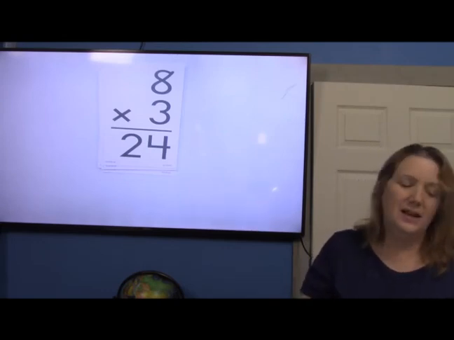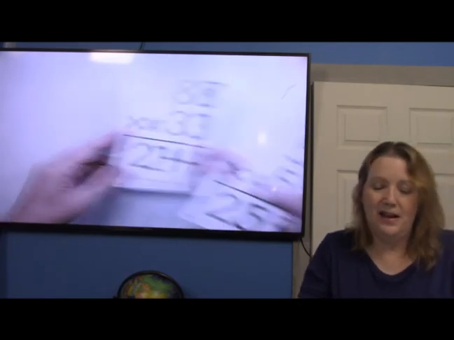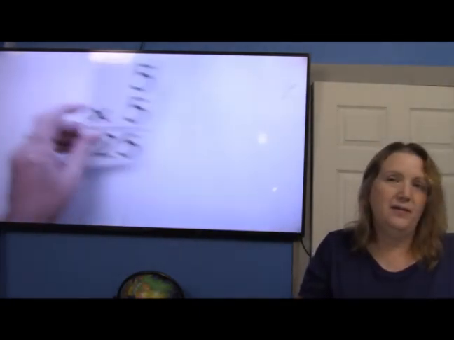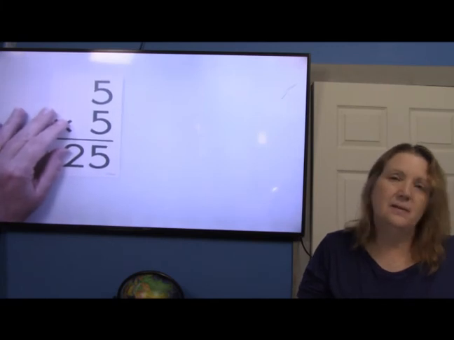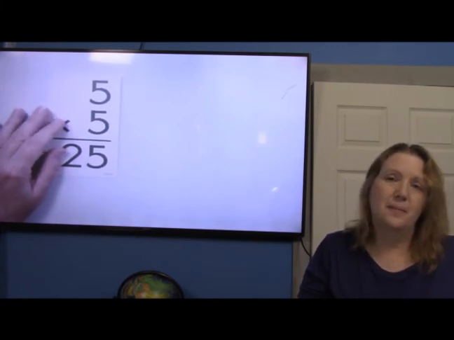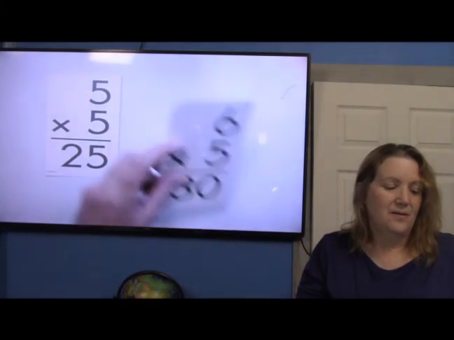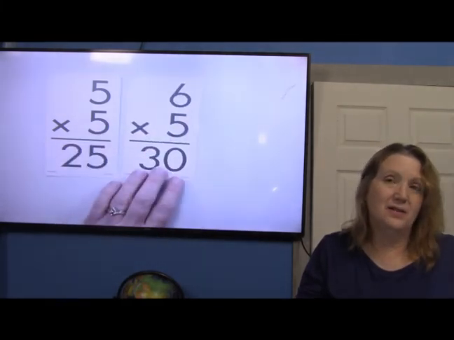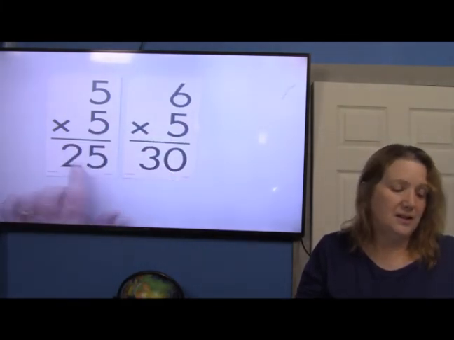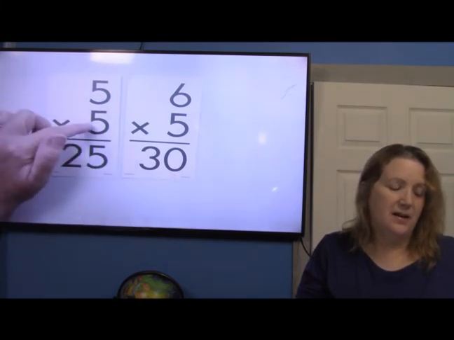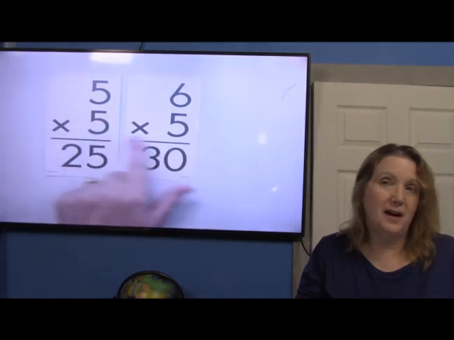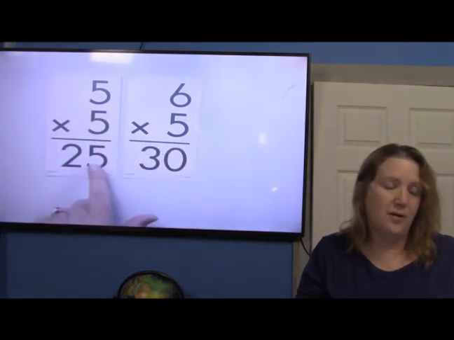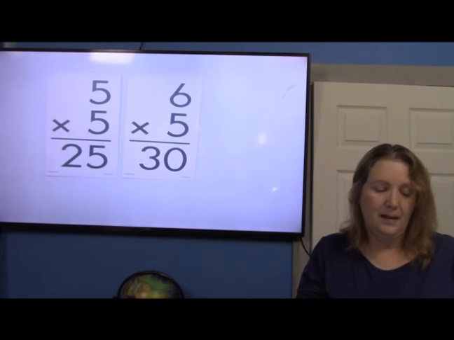Now let's start looking at our pattern that we had here at the end. 5 times 5 is 25. 6 times 5 is 30. Do you notice that it's 5 more? If this is 5 times 5, and I have 6 times 5, the one that's the same is a 5, so I add 5 more on and I get 30.